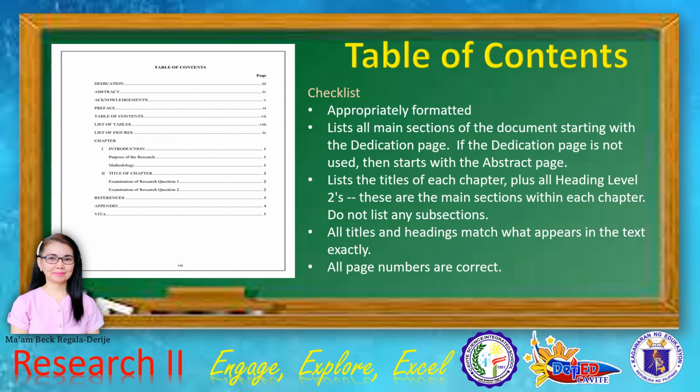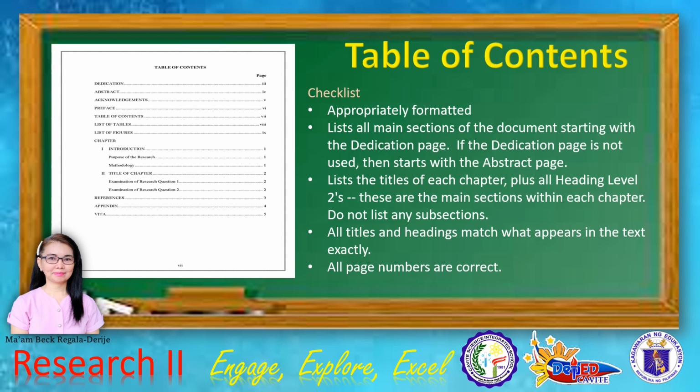These are the main sections within each chapter. So, do not list any subsections. So, that's it. There's no more 1, chapter 1, introduction. This is the content of the introduction. So, there's no more A, B, C; we no longer add those.